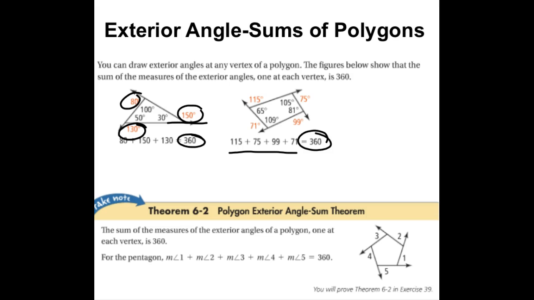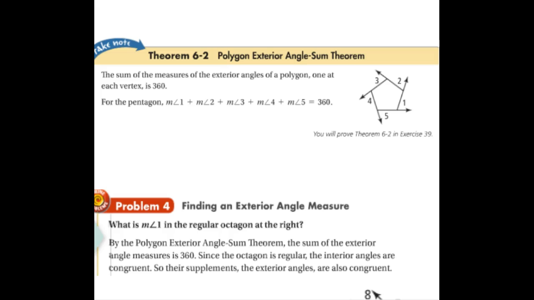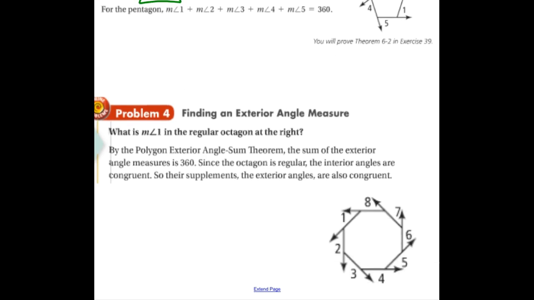And in fact, that's true for every single polygon. The sum of the measures of the exterior angles of a polygon, one at each vertex, is 360. No matter the number of sides it has, all of those exterior angles add up to 360 degrees. Why is this useful? Well, because this formula is so simple, it can sometimes be easier to find exterior angles in order to find interior angles. If we look at this problem here, there's two ways to do this one.